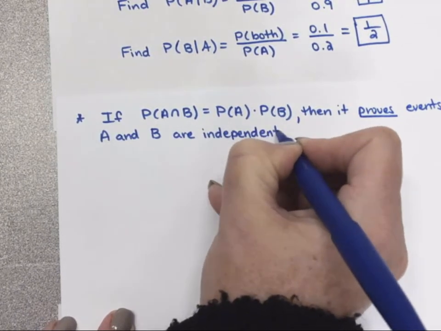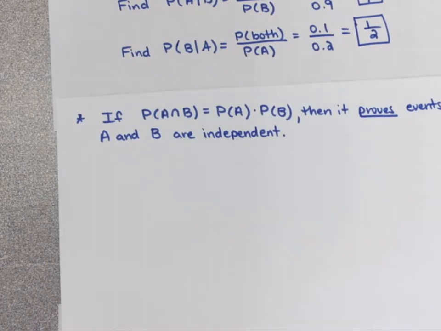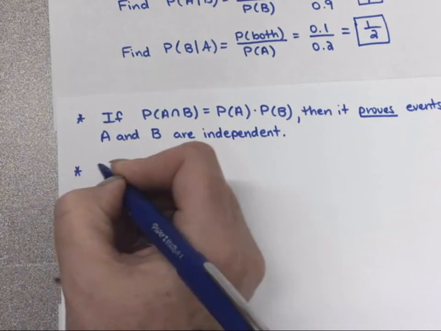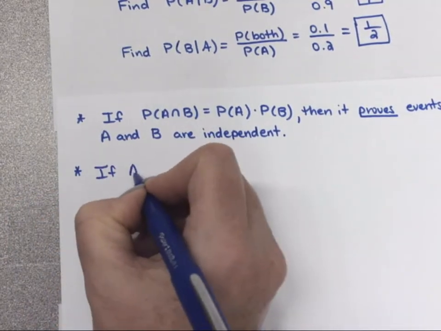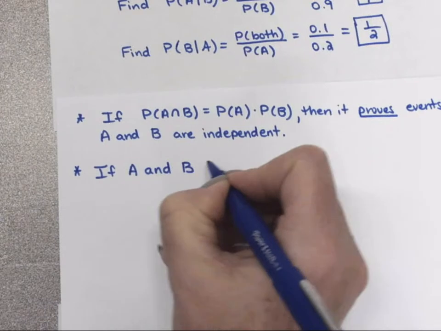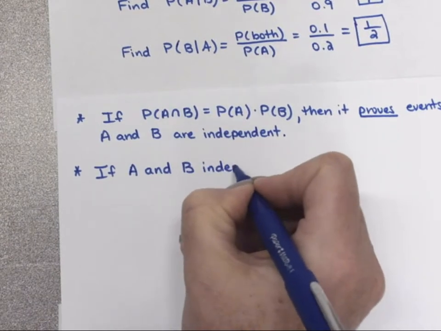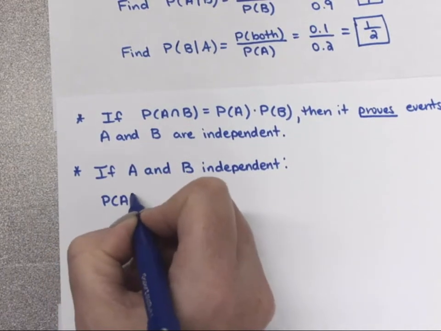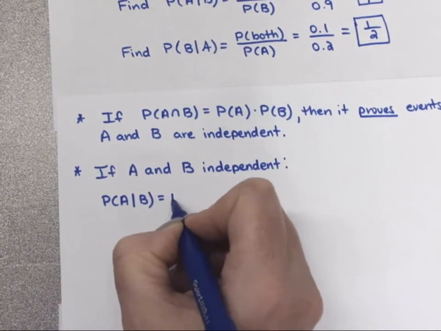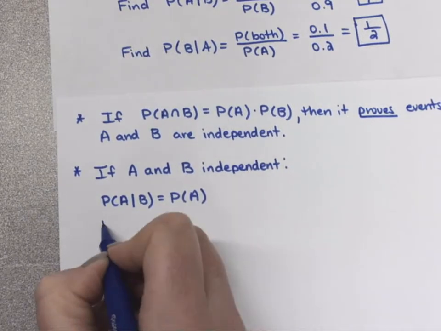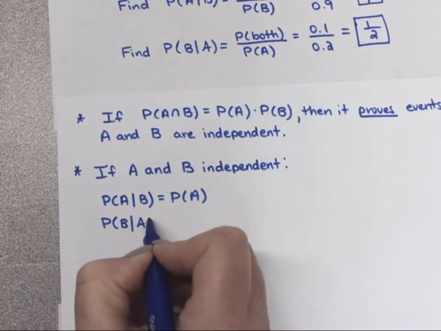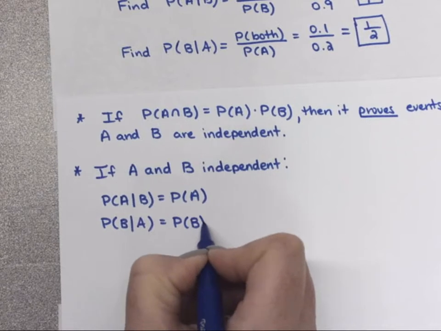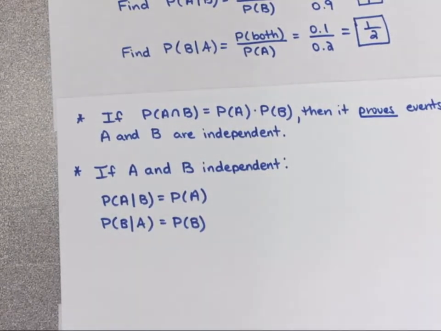In other words, they don't have anything to do with each other. So I don't want to be too confusing here, but I want us to talk this through and realize maybe why this is true. Also, if A and B are independent, then the probability of A given B would just be the same as the probability of A. And the probability of B given A would just be the probability of B. Okay, so I want you to write that down, and then I want us to think about why that's true.